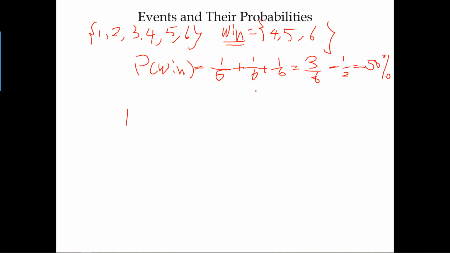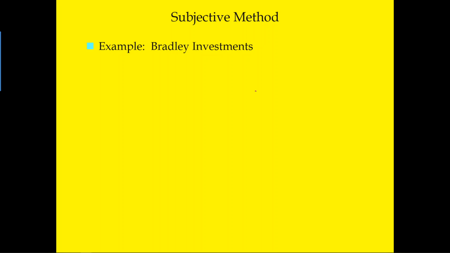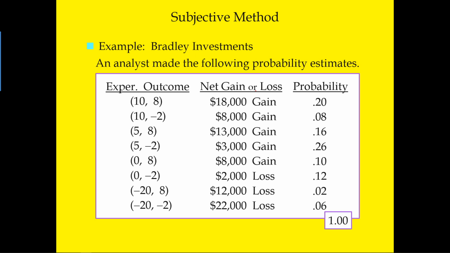So let me go back to the 2 slides ahead of us. In the last video, we looked at how you use the subjective method to assign a probability, right? So we have a 20% chance for market oil to gain 10,000 and coal mining to earn 8,000.